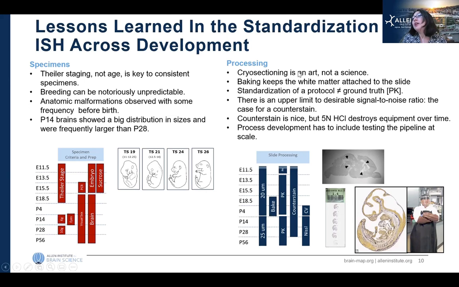We found that cryosectioning each age was a little bit different based upon the consistency of the tissue, so it was more of an art than a science. We had to make a lot of changes to keep delicate tissue adhered to the slide. We had to use a counterstain, HP yellow, to make the background of the tissue show up, which meant people had to wear a lot of PPE, and the 5 normal hydrochloric acid used in that protocol was a little damaging to some of the equipment. There were a lot of things we had to learn during this process, but we were very excited to come up with this nice standardized set of in situ hybridization across development.